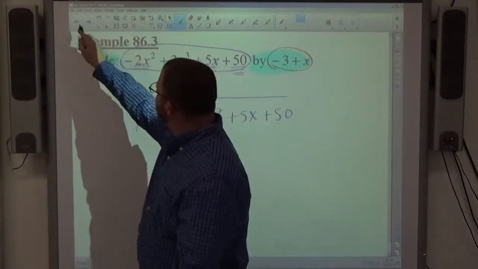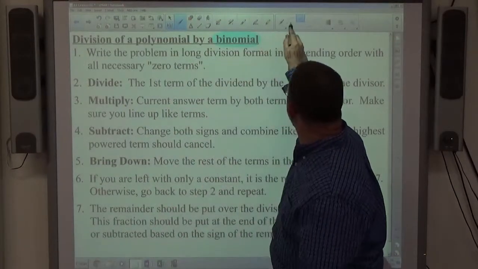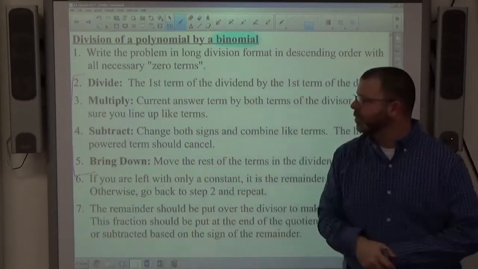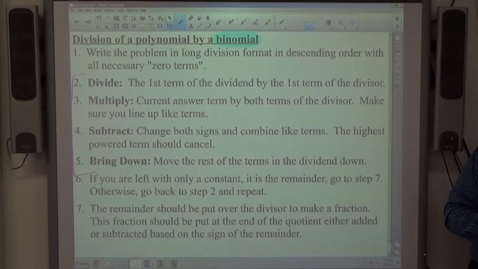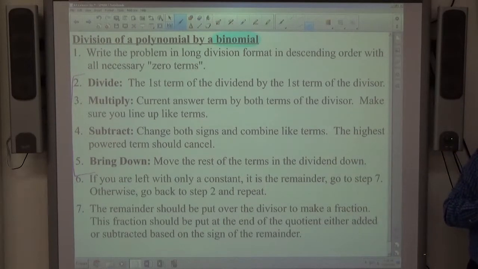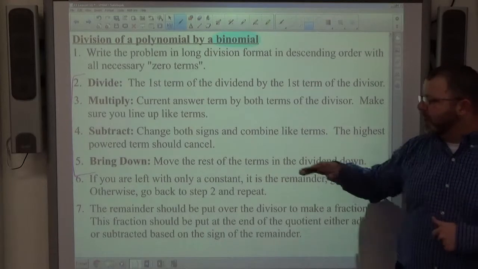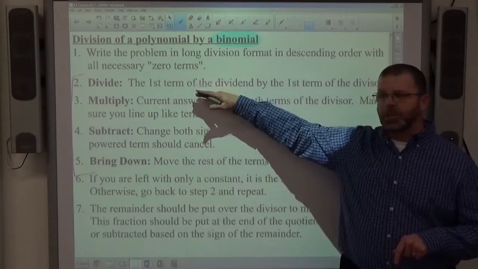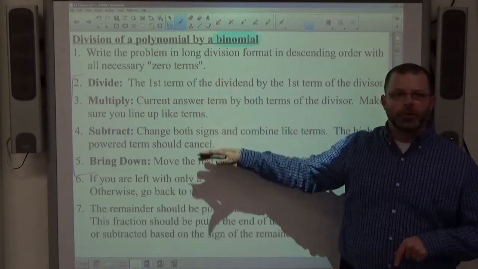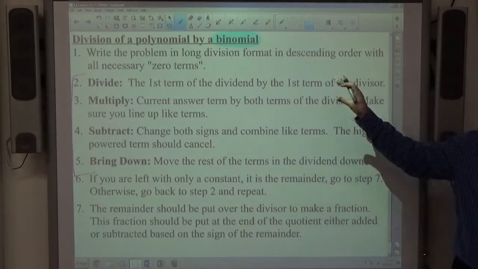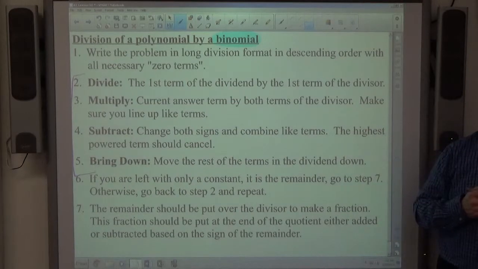Now the division process goes as follows. The division process would be these 4 steps here. You divide to get an answer. You multiply the answer times the divisor, you get the numbers underneath. You subtract, which is changing signs, combine like terms, bring everything else down. That's the division process. If you're left with a constant, a number without x attached to it, you're done. If not, you have to go back and do steps 2, 3, 4, and 5 again, and again, until you get to just a number. Each step in the process gets the highest powered term to disappear.